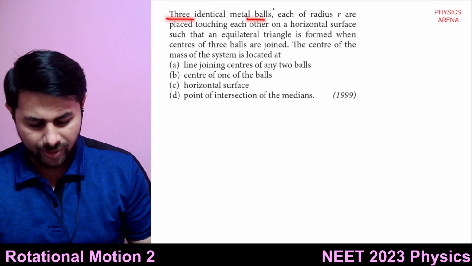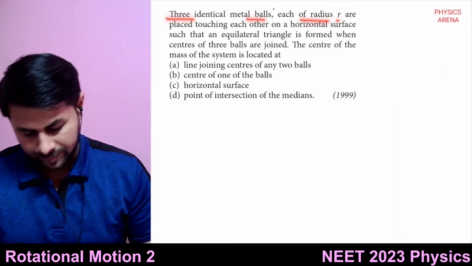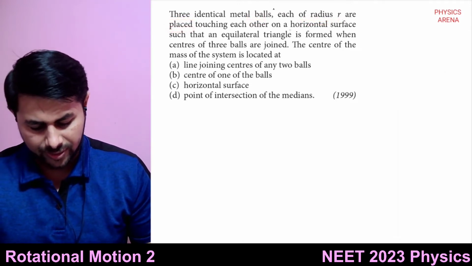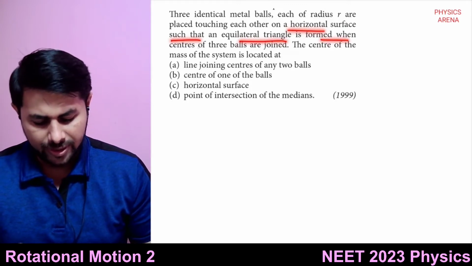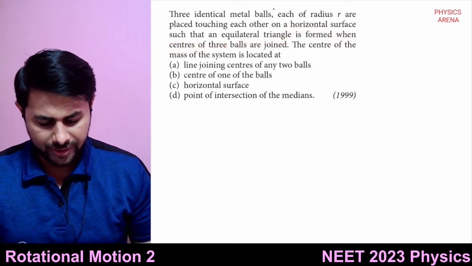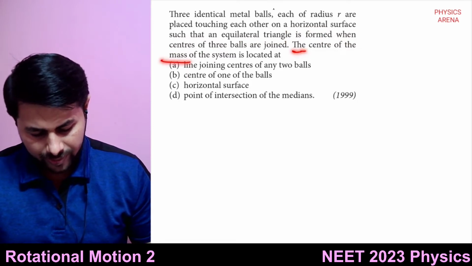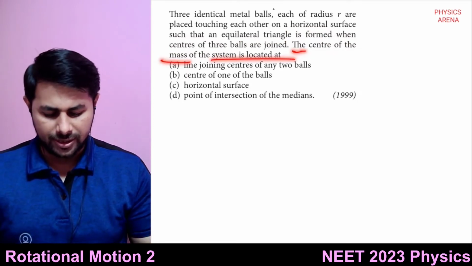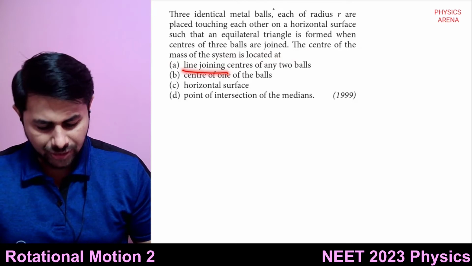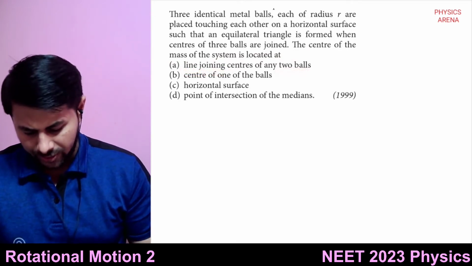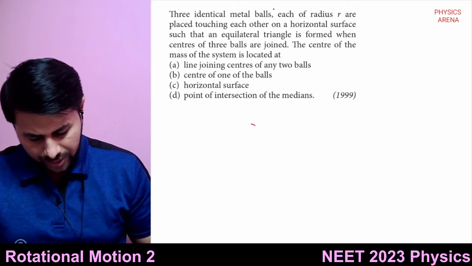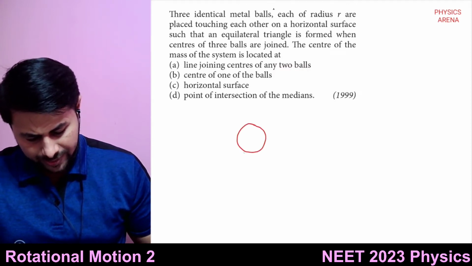Three identical metal balls, each of radius r, are placed touching each other on a horizontal surface such that an equilateral triangle is formed when the centers of the three balls are joined. The center of mass of the system is located at the line joining centers of any two balls. All right, so let me draw it. We have three balls like this.